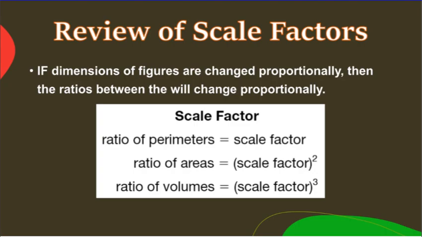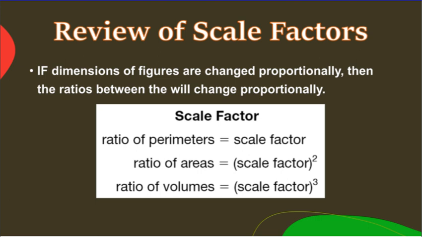For review of the scale factors, if dimensions of figures are changed proportionally, then the ratios between them will change proportionally. So the ratio of perimeters equals the scale factor. The ratio of the areas is the scale factor squared, because when you're finding area, you're squaring the units, so you would square the scale factor. And then the ratio of volumes would be the scale factor cubed, because you're using cubic units.